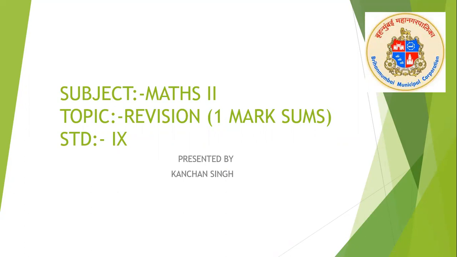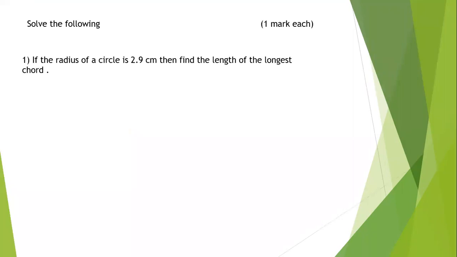Today we are going to revise 1-mark sums. So let's start with the revision. Solve the following 1 mark each. Sum number 1. If the radius of a circle is 2.9 centimeter, then find the length of the longest chord.